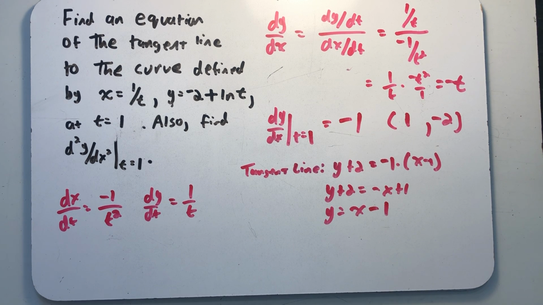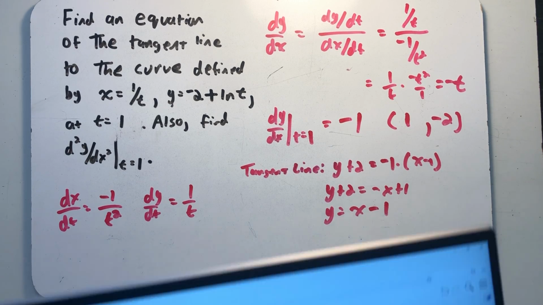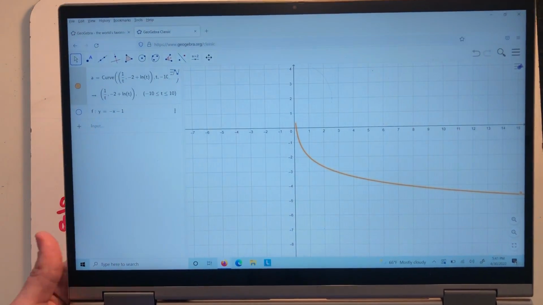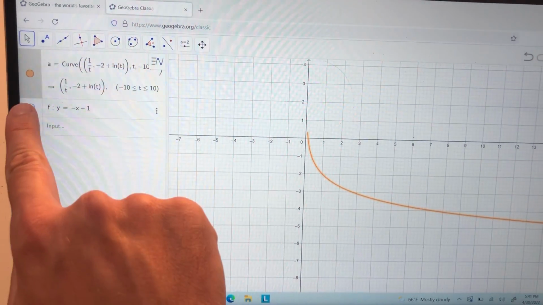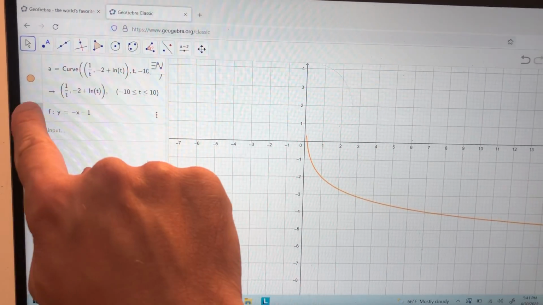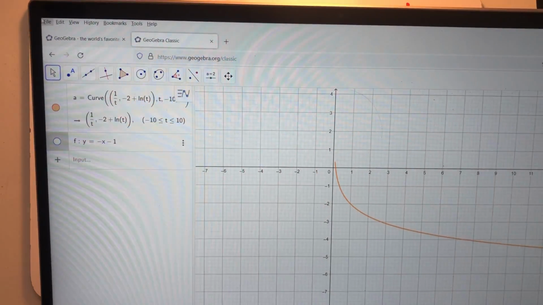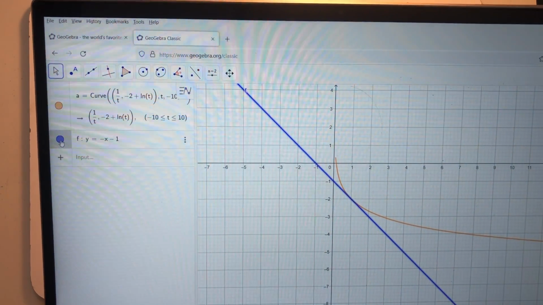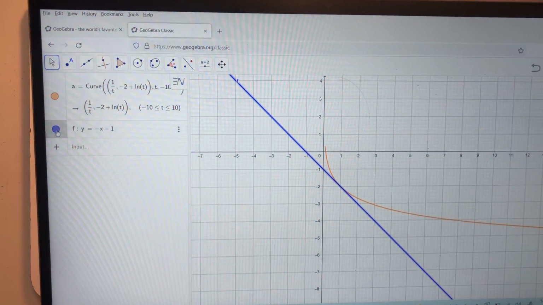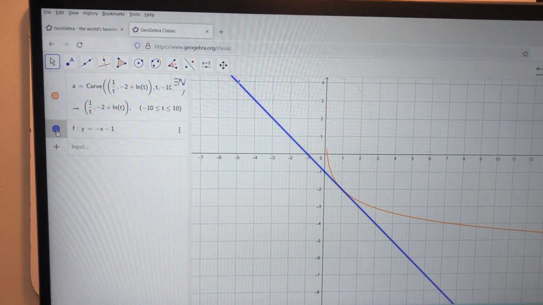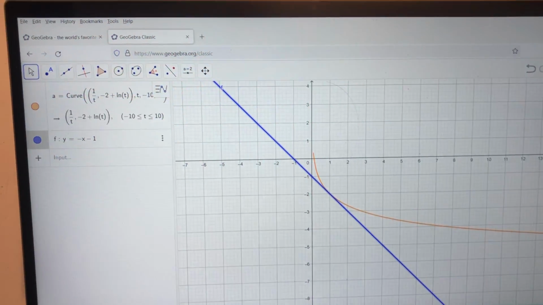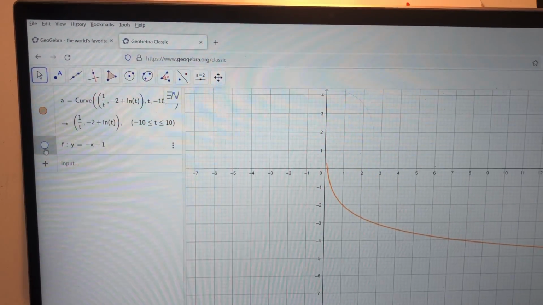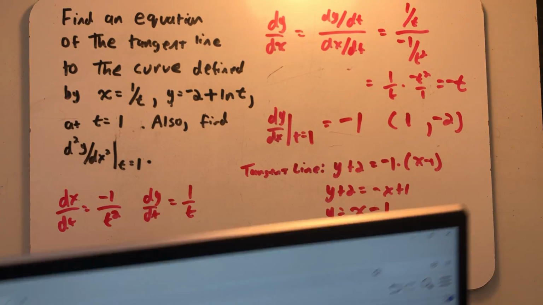Now I've graphed the function already because I was curious about what this set of parametric equations graphed. And so it graphs this curve, right? And then I wanted to make sure this tangent line we found makes sense. So let's see if I can get that to turn on. And there it is. There's that nice happy tangent line we just found. Now all we'd need to do is find the value of the second derivative at that same value, right there at (1, minus 2).